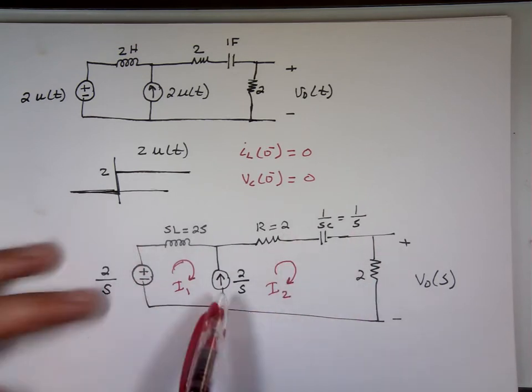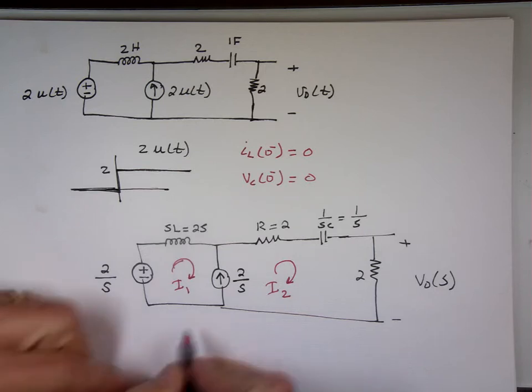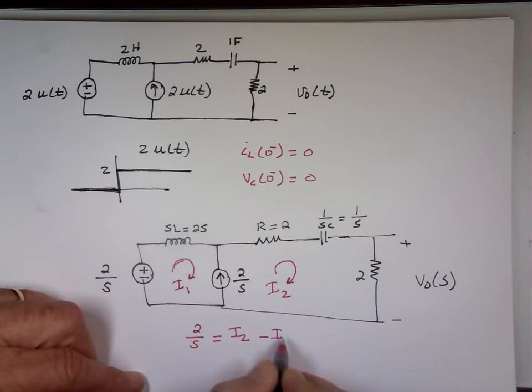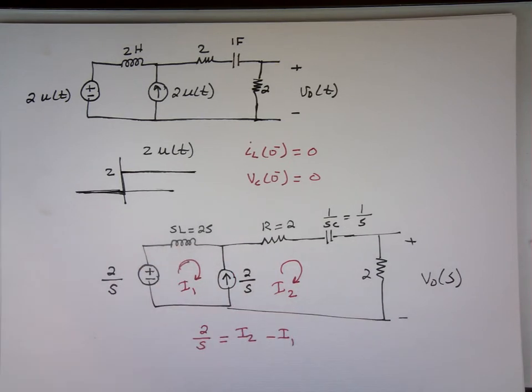Then I can say, well, the current going up, the 2 over S, that's the first equation. It's the current going up, right? The 2 over S is equal to what? Isn't that I sub 2 minus I sub 1? Based on the way I drew them, I sub 2 is pushing up, I sub 1 is pushing down. That's my equation 1.